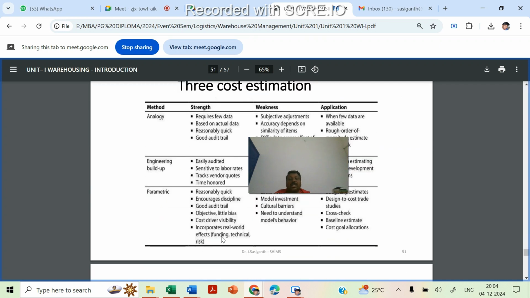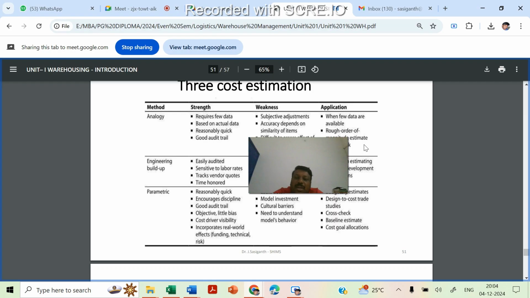See, these are all the three cost estimation methods. Here: analogy, engineering, and parametric. On what parameter? See here, analogy requires few data, actual data, reasonably quick, good audit trail. What is the weakness? What is the application? You just go through this.